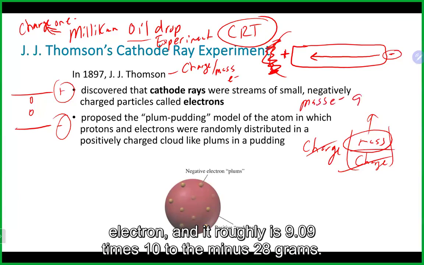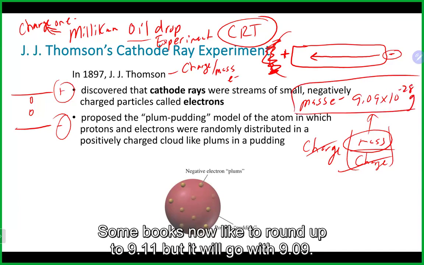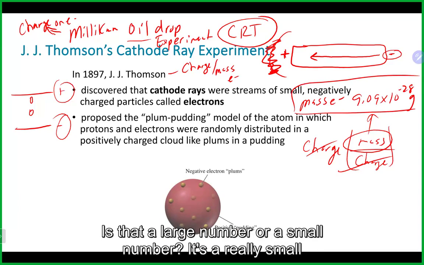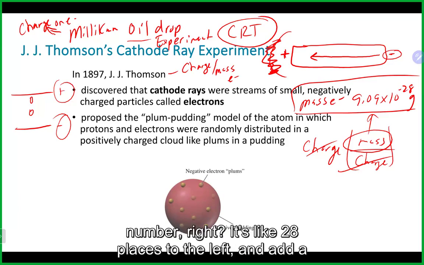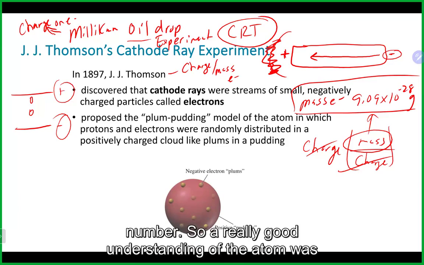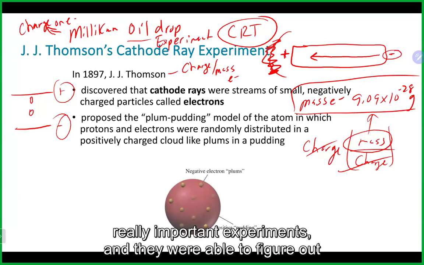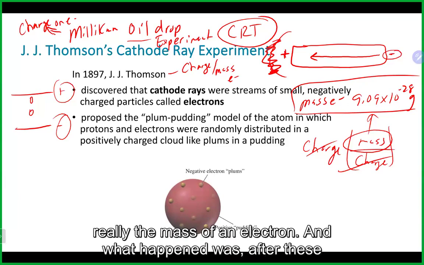It roughly is 9.09 times 10 to the minus 28 grams. Some books now like to round up to 9.11, but we'll go with 9.09. Is that a large number or a small number? It's a really small number, right? It's 28 places to the left with a bunch of zeros. So a really good understanding of the atom, especially electrons, was started through these two important experiments, and they were able to figure out the mass of an electron.